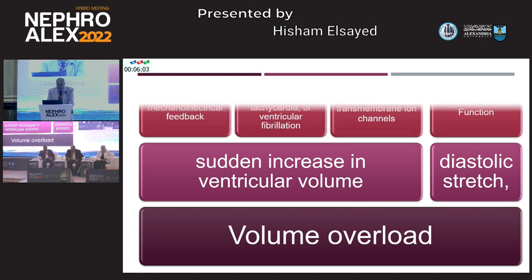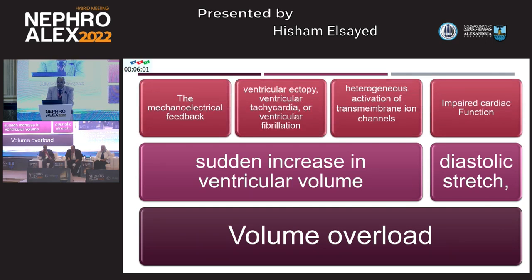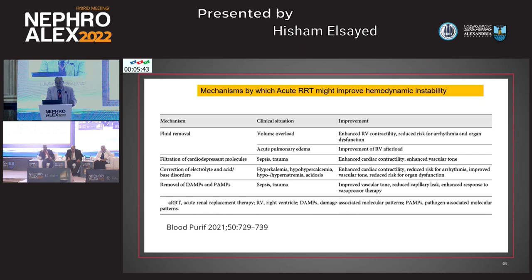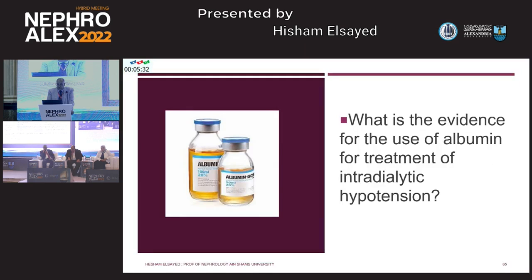Diastolic stretch can induce mechanoelectrical feedback. Patients can have ventricular ectopy, ventricular tachycardia, and ventricular fibrillation, with a heterogeneous activation of transmembrane ion channels, and finally impaired cardiac function. All these are important in critically ill patients. Why can CRRT and other modalities improve this? Yes, because you can remove the cytokines and uremic toxins accumulated in patients with acute kidney injury.